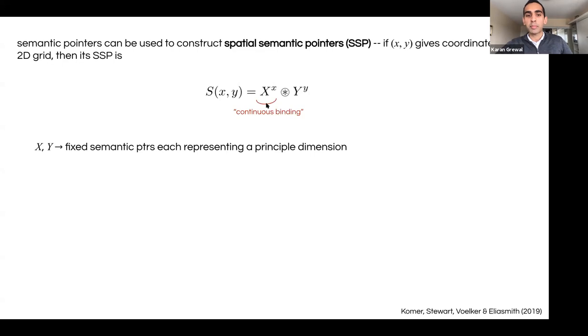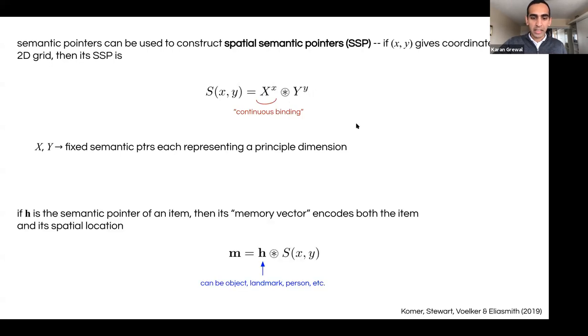So here, what's going on is continuous binding. X and Y, small x and small y, are real numbers. They're not necessarily integers. So using a Fourier transform, they define exactly how this is done. The details aren't too important. So this is how they come up with their spatial semantic pointers.